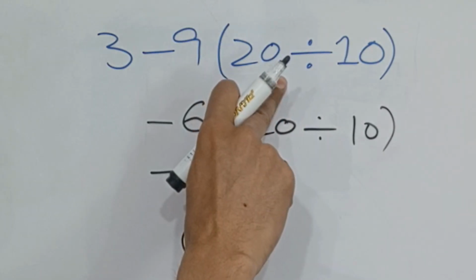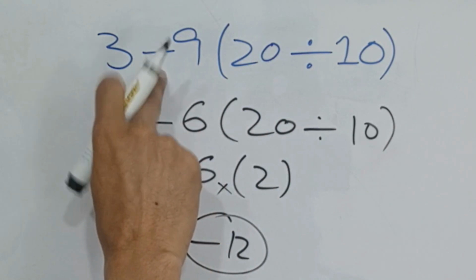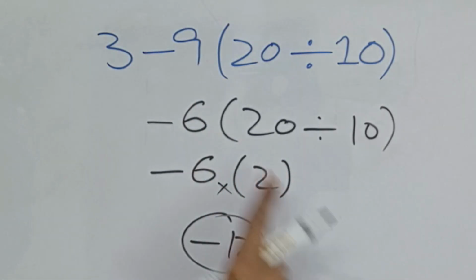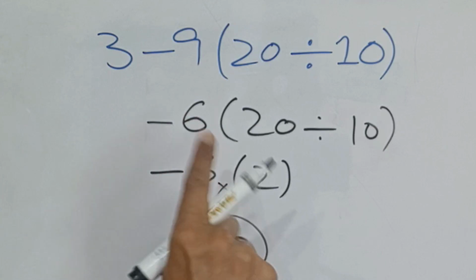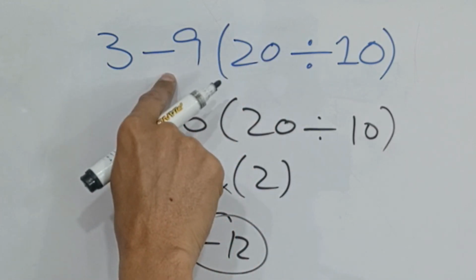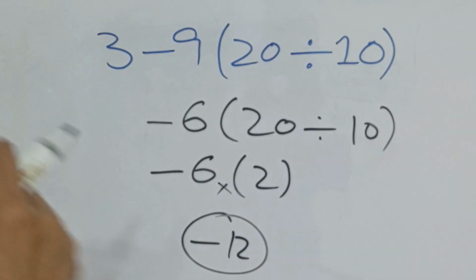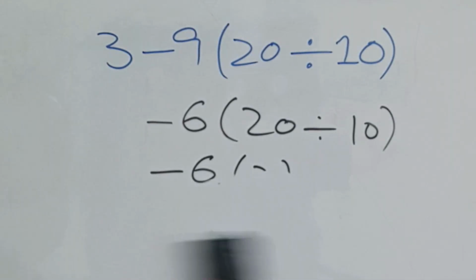Because the parentheses must be done before addition and subtraction and multiplication and division. Multiplication and division must be done after parentheses and exponent. Then addition and subtraction after multiplication and division, right? So follow the order of operations.